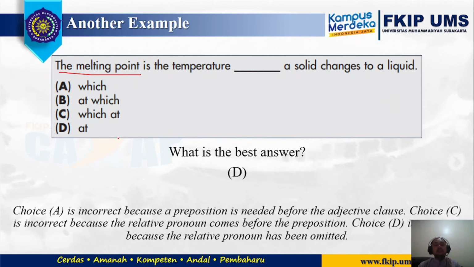A is incorrect because a preposition is needed before the adjective clause, right? And C is incorrect because the relative pronoun comes before the preposition. Choice D is incorrect because the relative pronoun has been omitted.